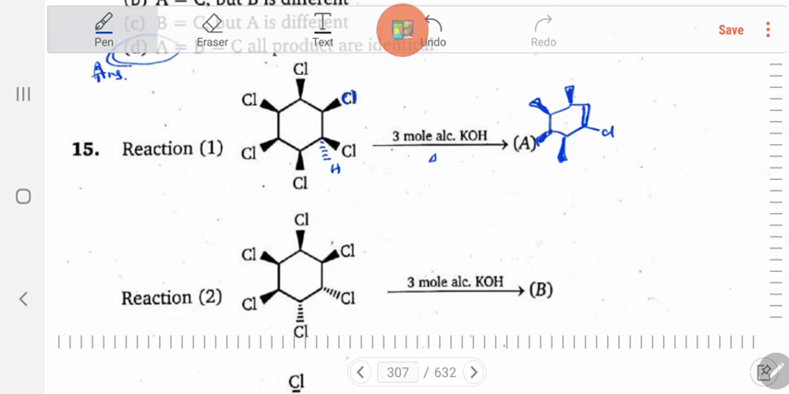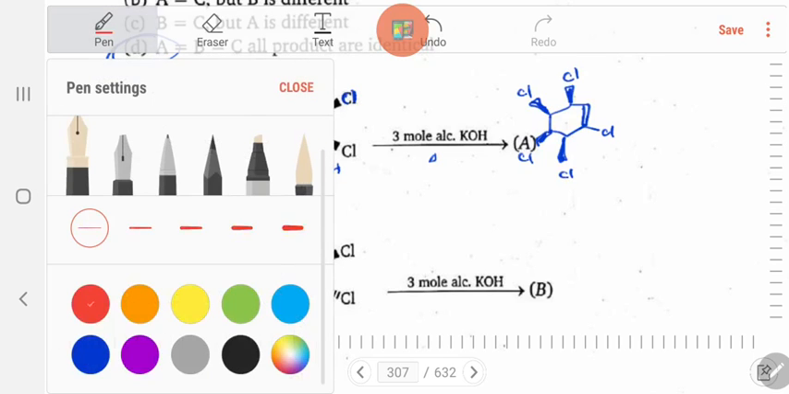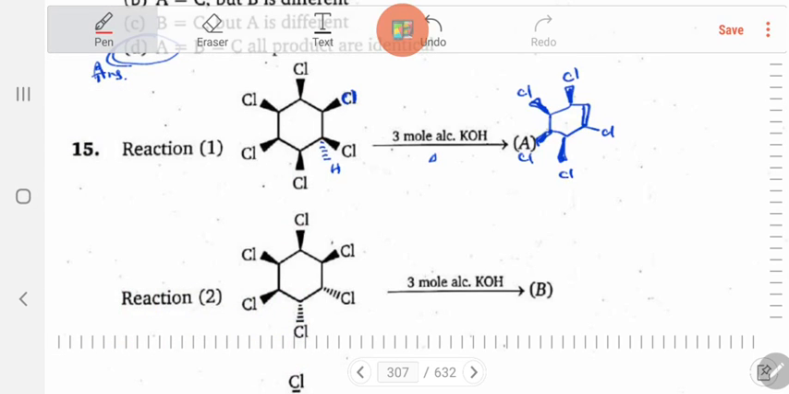The remaining systems remain the same. Chlorine, chlorine, chlorine, chlorine. Now again, there will be hydrogen here. This hydrogen is opposite to that of the chlorine present on this carbon. That means the anti-periplanar condition is satisfied here. So this H plus will go, the bond will be shifted here, this Cl will go. So again you will get a double bond here, right?